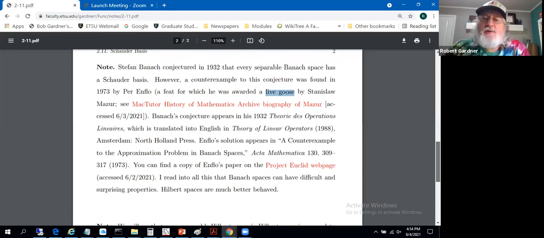So this is unfortunate. Such a thing won't happen, it turns out, in Hilbert spaces, complete inner product spaces, yet to be addressed. So what I read into this is Banach spaces can have some difficult and surprising properties. Banach spaces can behave in exotic ways. Hilbert space won't behave like this. If a Hilbert space is separable, if a Hilbert space has a countable dense subset, then that Hilbert space will have a Schauder basis.